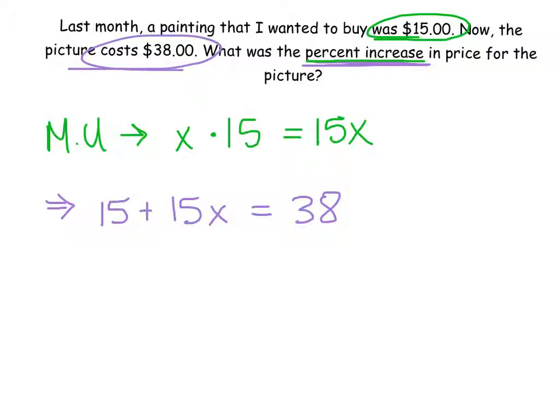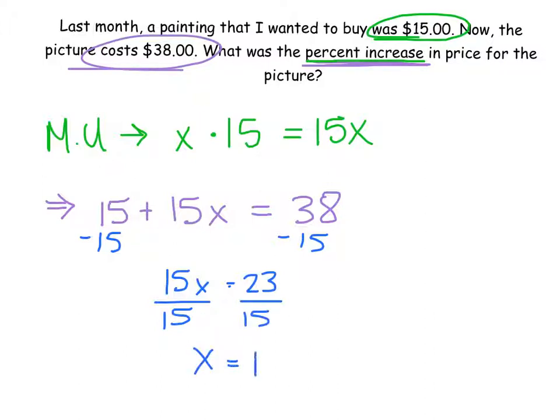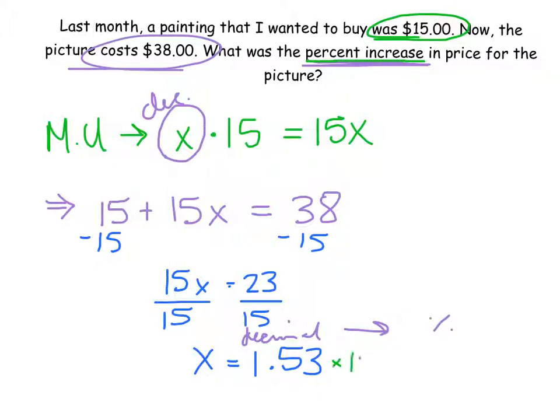Our next step is solve for x. So we subtract 15. 15x equals 23. Divide by 15. And x equals 1.53. However, remember, when it's in our percent equation, that's a decimal. So this is a decimal. And we need to change it to a percent. Remember, in order to change a decimal to percent, we multiply by 100. And we end up with 153% increase in price. It's okay that it's over 100. And it was even 153%.